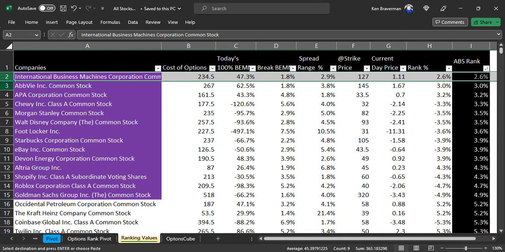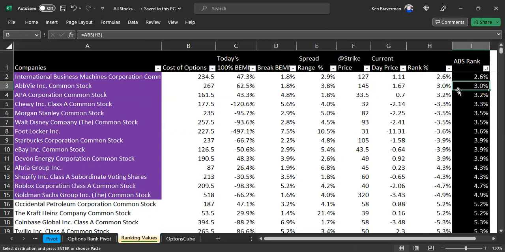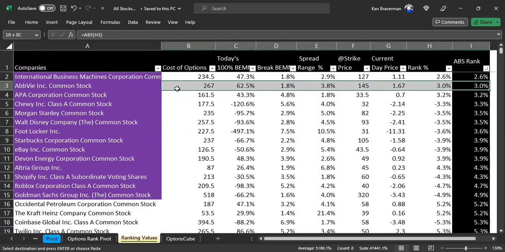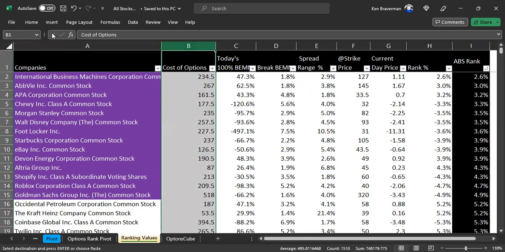There you go. AbbVie, this one I went over in the video I posted on my other channel, my channel for my name, Ken Braverman. I did that, and I talked about this. I also bought one of these on Friday because I saw this late in the day and I tried it. And it's giving you this low 3% number, which is why it's up here. But the reason why it's calling this company out is it's saying not a bad price at 267, right? This is not bad.